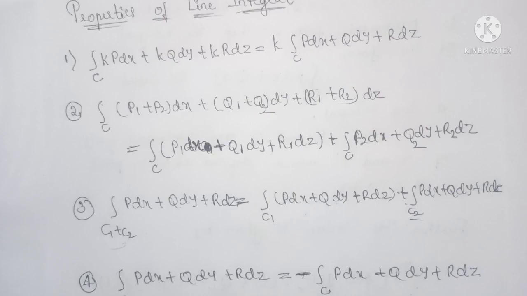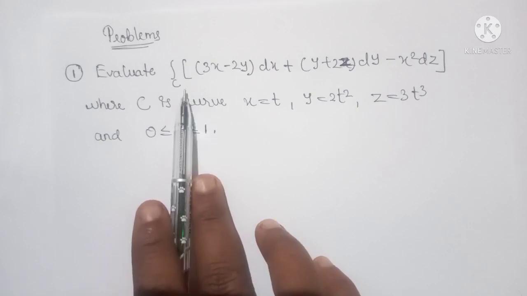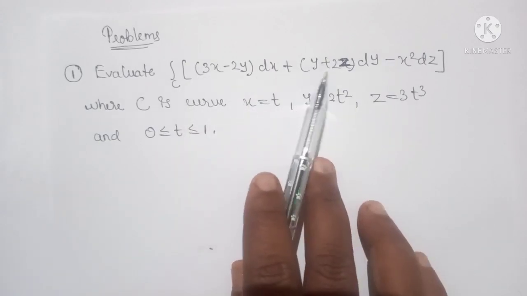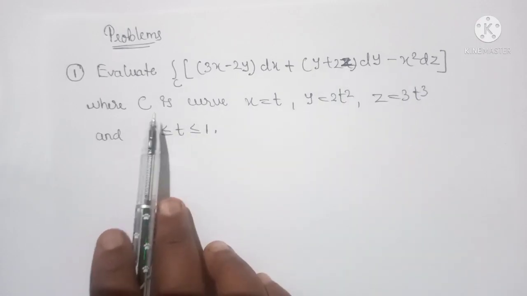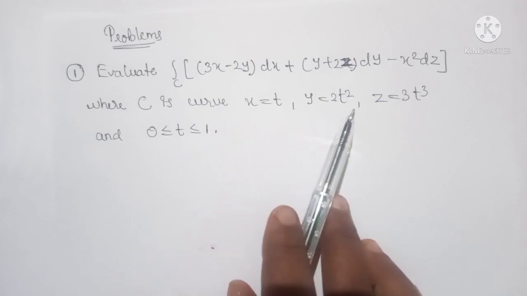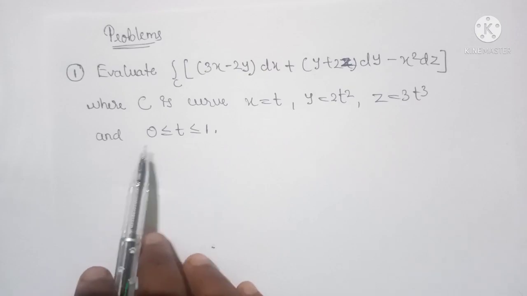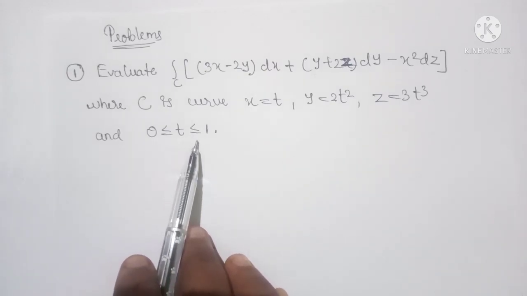So in this we have a variety of problems, so we will solve a few of them in this video. First problem: evaluate the integral over C of (3x minus 2y) dx plus (y plus 2z) dy minus x square dz, where C is the curve x equals t, y equals 2t square, z equals 3t cube, and 0 is less than or equal to t, which is less than or equal to 1.